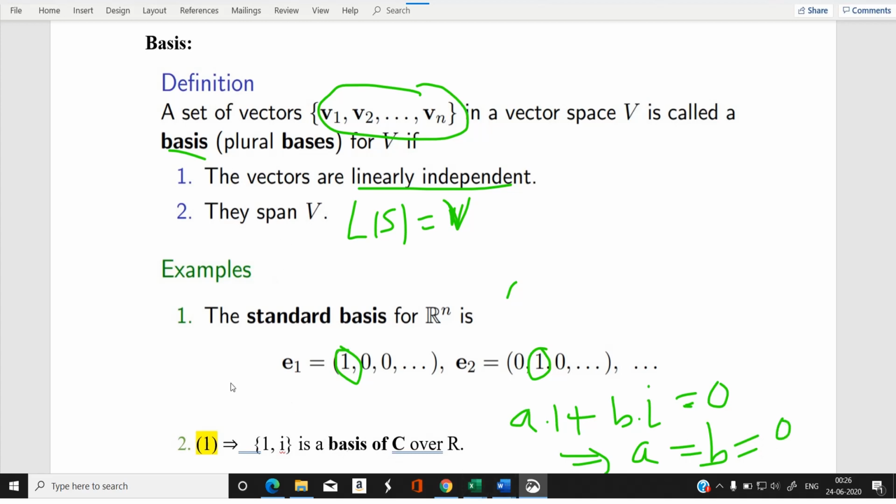So the vectors 1 and i are linearly independent. Already we have shown L of S equal to V, that is, L of 1 comma i equals, here V is C. So both conditions are satisfied. Therefore 1 comma i is a basis of C over R.